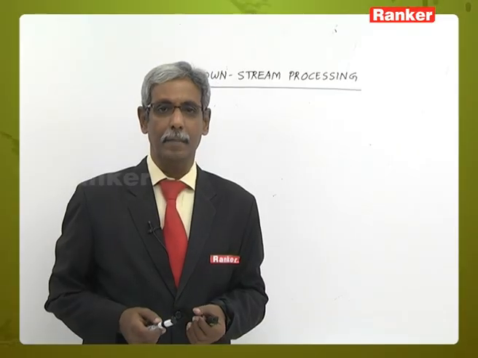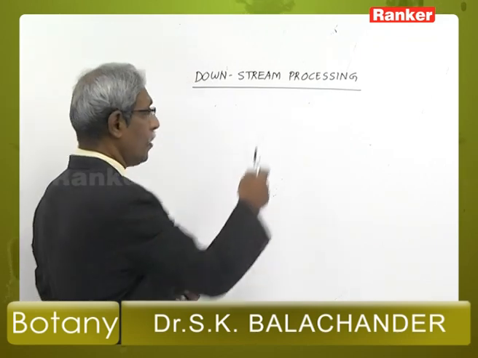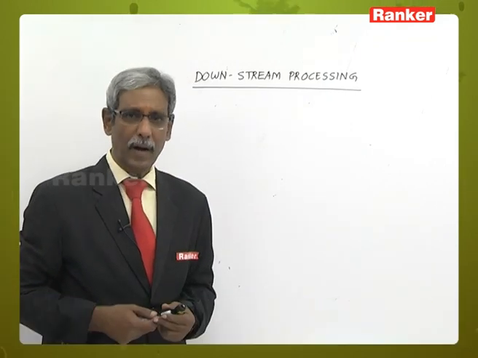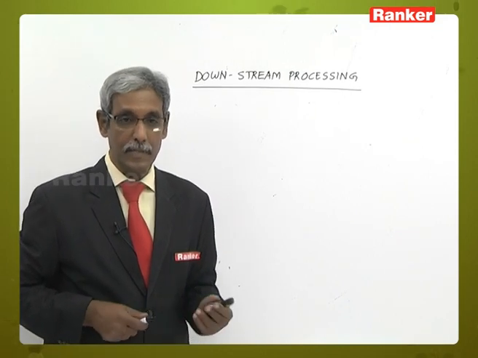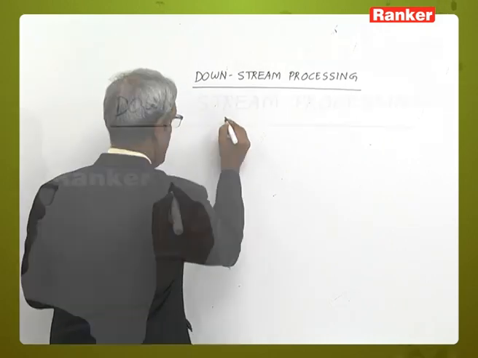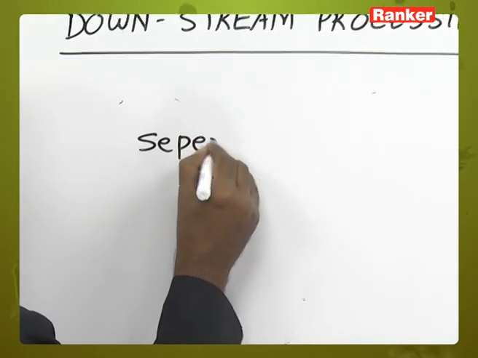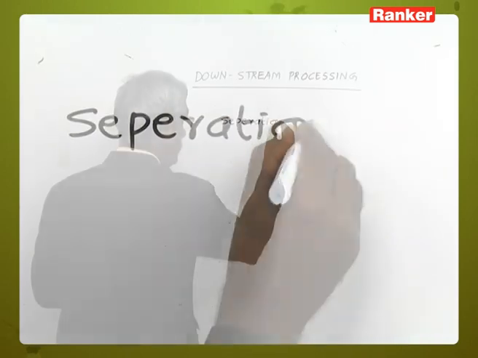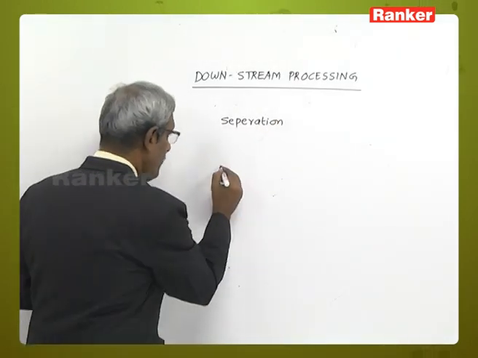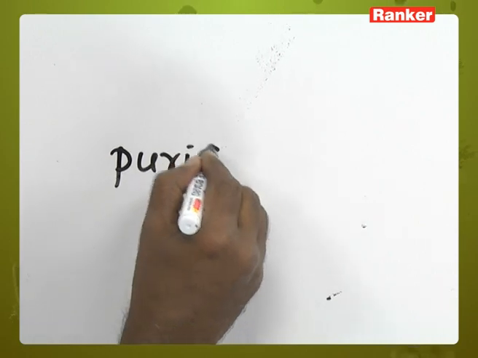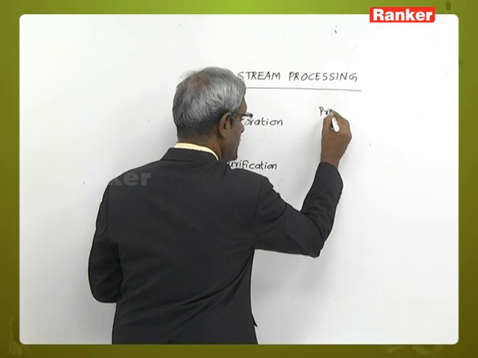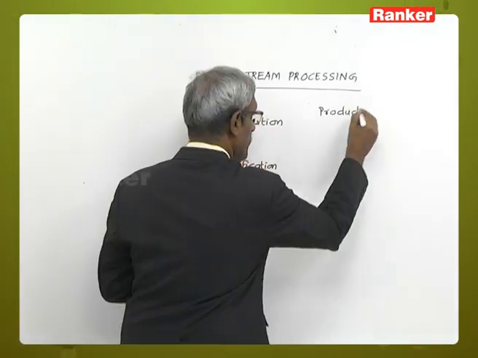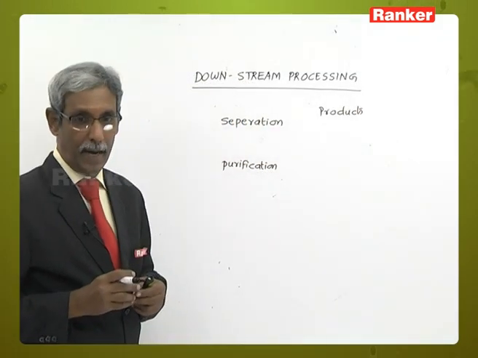After we have studied the bioreactor, the next step in the processes in biotechnology is termed downstream processing. Now, what exactly does the term downstream processing mean? Downstream processing is a method of separation and purification of products which have been extracted from the bioreactor.